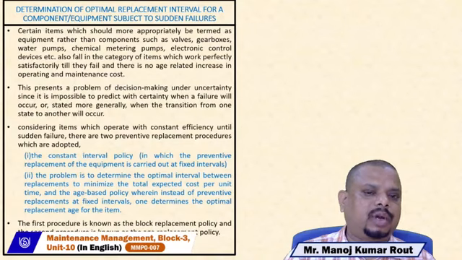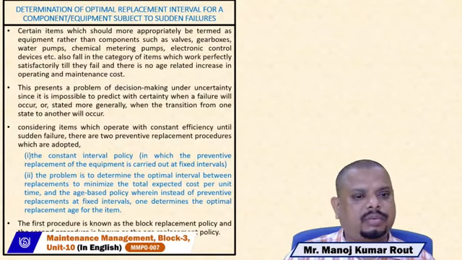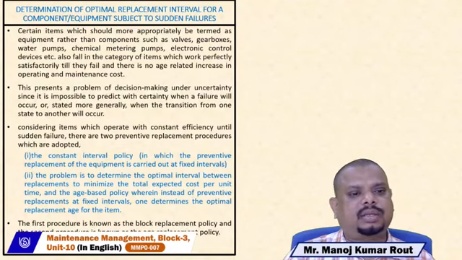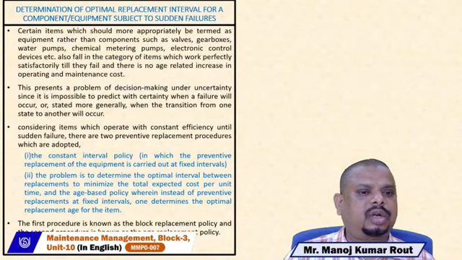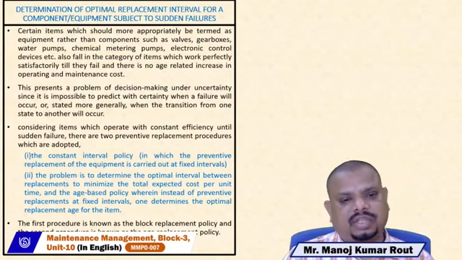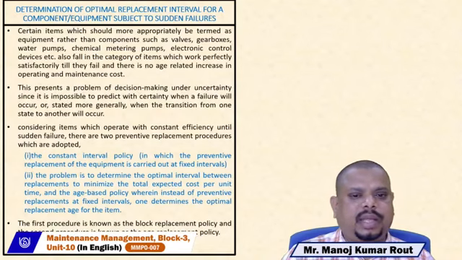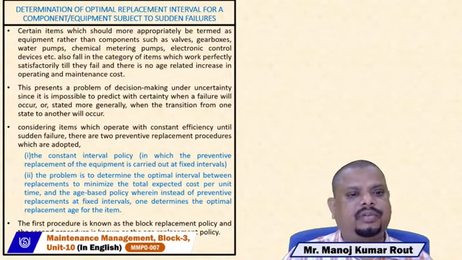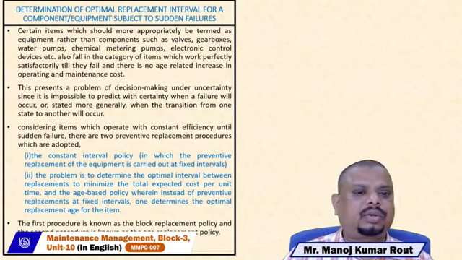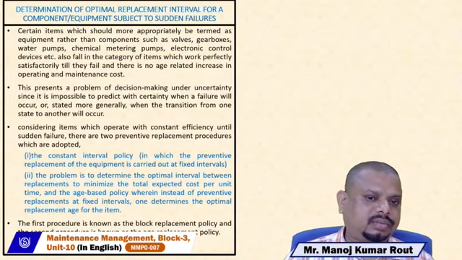So yeah, I have already given the example of gearboxes and the water pump. In those cases, or for a chemical metering pump or electronic control devices, you cannot use age-based replacement, because when they reach perfectly satisfactory levels they are good, but when they fail, no age consideration should be made.